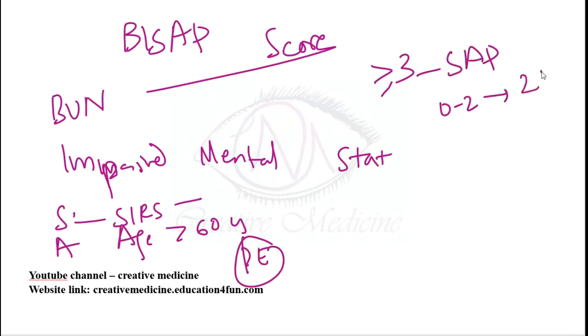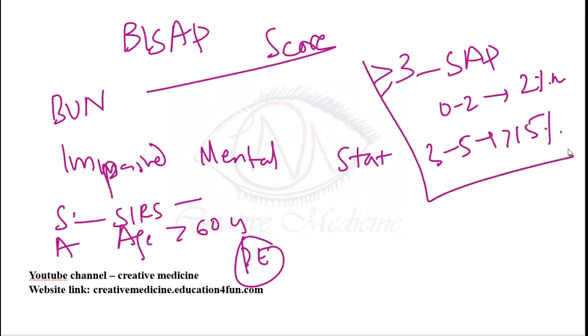If 0 to 2 are present, it is less than 2% mortality. If 3 to 5 are present, more than 15% mortality is seen. So in the BISAP score, that is the bedside index for severity of acute pancreatitis, we have blood urea nitrogen more than 25 milligram per deciliter, impaired mental status, and systemic inflammatory response syndrome, where more than 2 out of 4 should be present, which include temperature more than 38 degrees Celsius or less than 36 degrees Celsius, heart rate more than 90 beats per minute, respiratory rate more than 20 per minute, and WBC more than 12,000 cells per cubic millimeter or less than 4,000 cells per cubic millimeter. Then age more than 60 years, and pleural effusion.